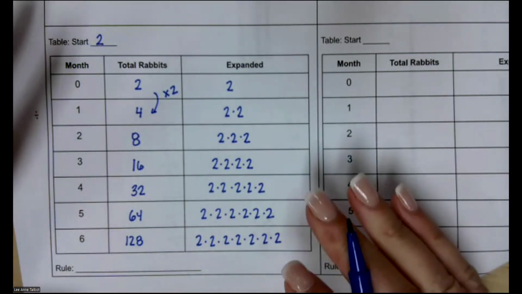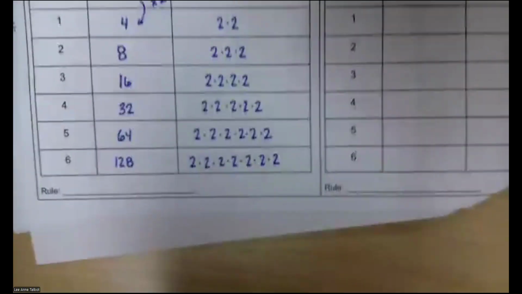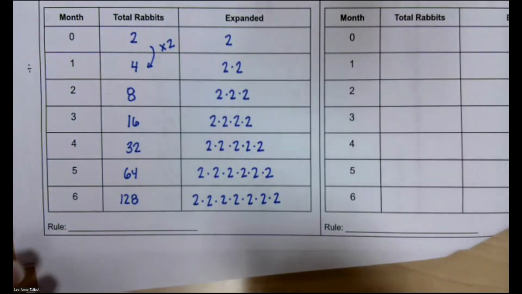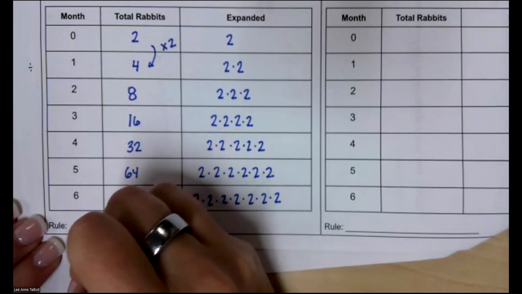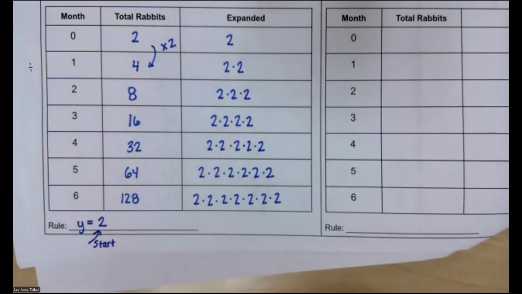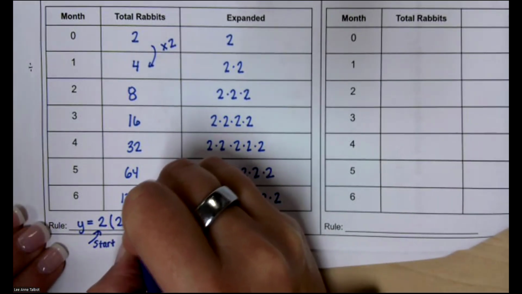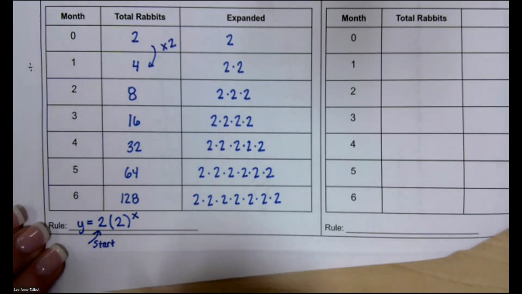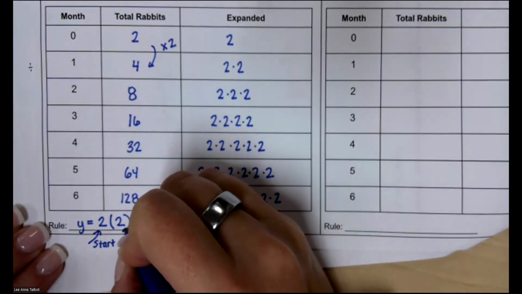So now we're going to write the rule. And the rule looks different from lines. This is not a line. This is not y equals mx plus b. This is new. And what you do is you put y equals, and you put your start first. So I started with 2 bunnies, so that's going to go there. And then you put your multiplier as the base of an exponent because you're repeatedly multiplying that multiplier.